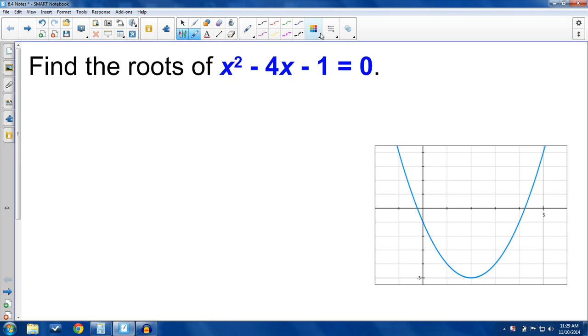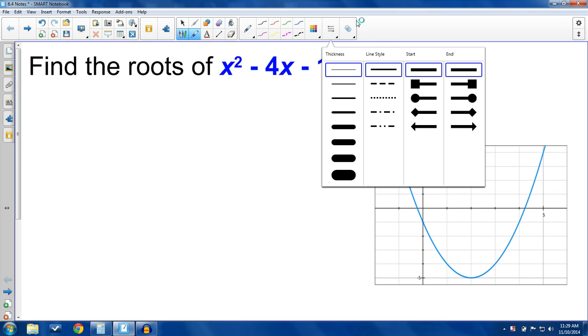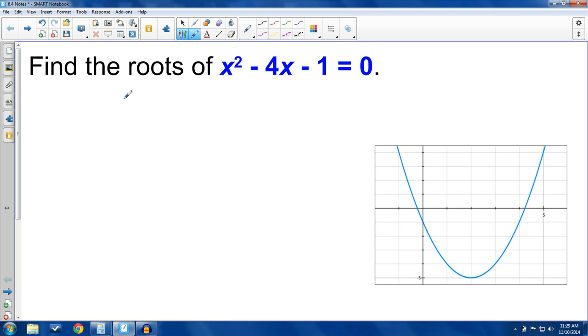Hey guys, I want to do a quick lesson for you. Well, as quick as it can be, actually. We're going to look at section 6.4 and let's do a quick introduction here.